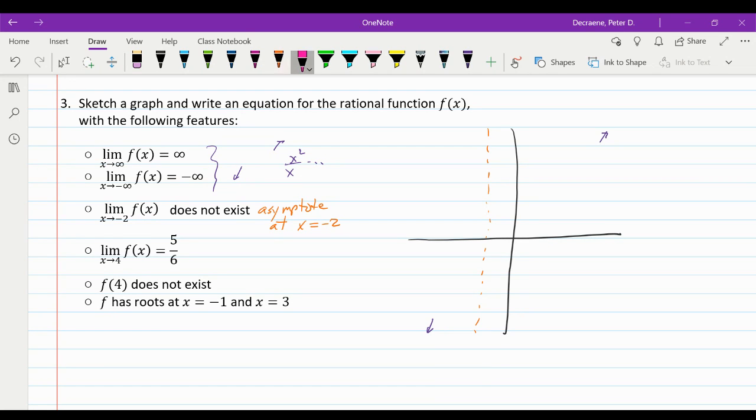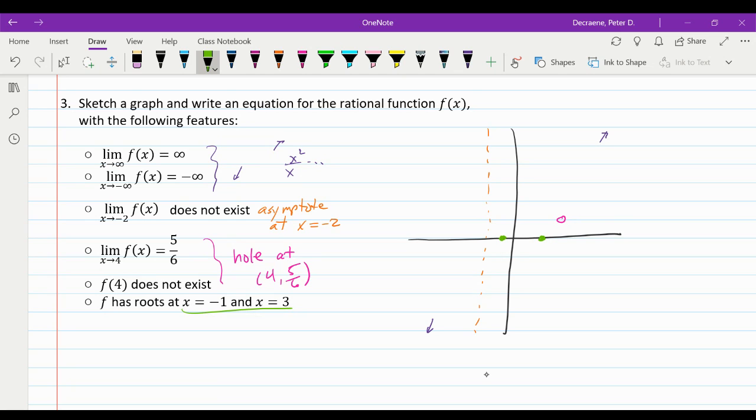Let's see. This part here, if the limit as x goes to 4 is 5, 6, but f of 4 does not exist, that means there is definitely a hole over here somewhere at 4, 5, 6. And if we've got roots at -1 and +3, those are the x-intercepts. And the fact that it doesn't exist at x equals -2 means that it's got to go up the asymptote on one side and down on the other.